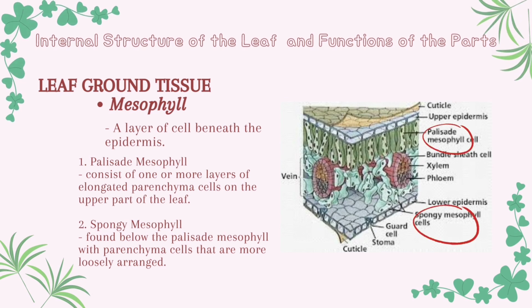The palisade mesophyll consists of one or more layers of elongated parenchyma cells on the upper part of the leaf. The spongy mesophyll, on the other hand, is below the palisade mesophyll. And as you can see, these parenchyma cells are more loosely arranged, and as a result, they have large pockets of air spaces. These air spaces are particularly large in the vicinity near the stomata, where carbon dioxide is taken in from the outside air and oxygen is released.